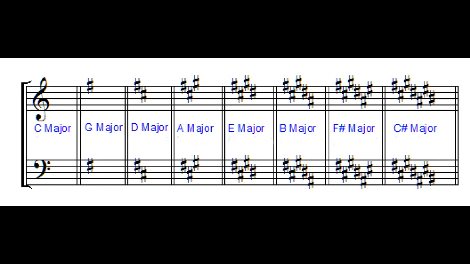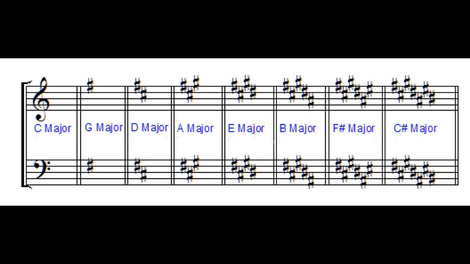The scale which has one sharp is the G major scale, and the first sharp is an F sharp. The scale which has two sharps is the D major scale, and it is F and C sharp. The scale which has three sharps is the A major scale, and it is F, C, and G sharp. The scale which has 4 sharps is the E major scale, and it has F, C, G, and D sharp.